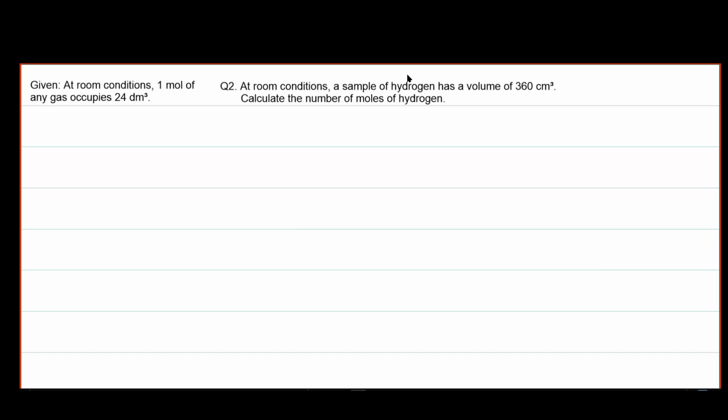Question 2. At room conditions, a sample of hydrogen has a volume of 360 cubic centimeter. Calculate the number of moles of hydrogen. Hydrogen is a gas. Since the volume is expressed in cubic centimeter, I must use 24,000 cubic centimeter. N is equal to V over 24,000. Substitute: number of moles of hydrogen gas is equal to 360 over 24,000. So the answer is 0.0150 mole.